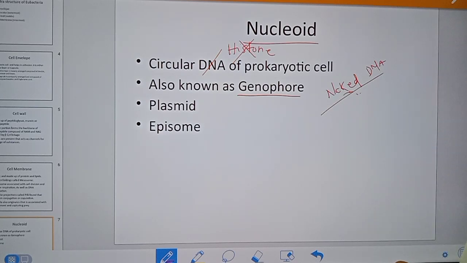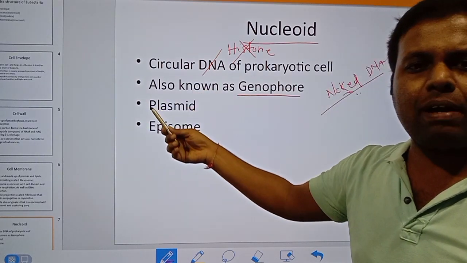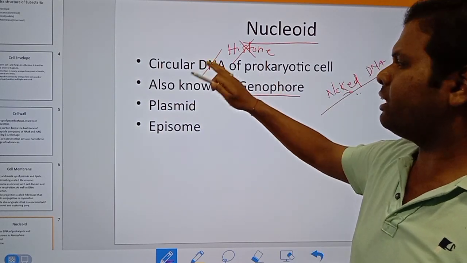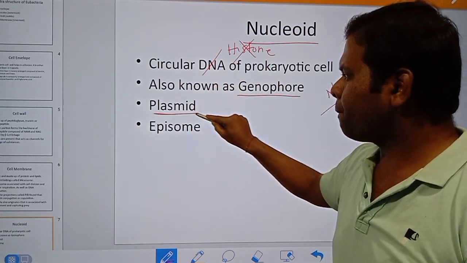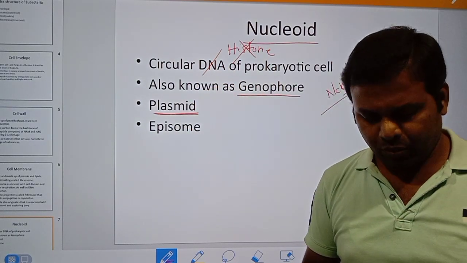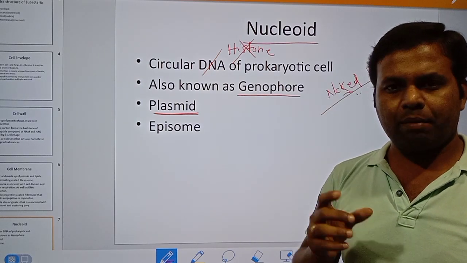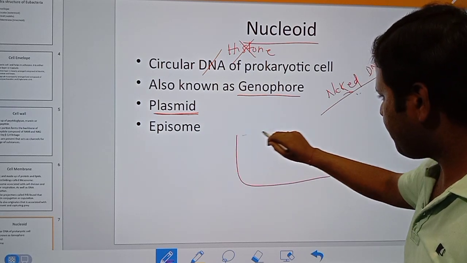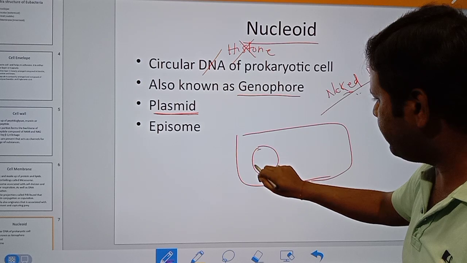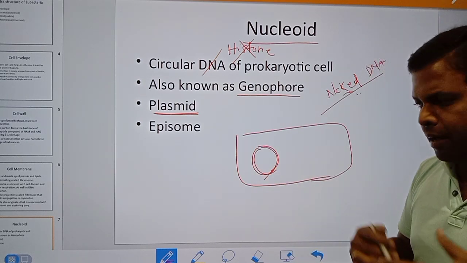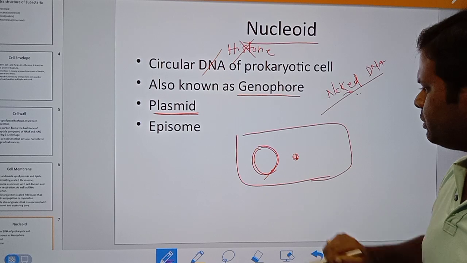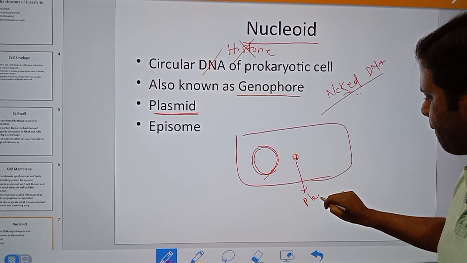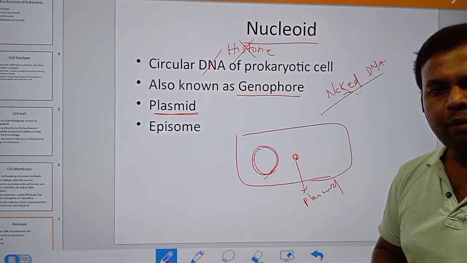Got it? Important part. Then another part present in the cytoplasm, which is also a DNA-like structure, is the plasmid. This one is a debatable topic. A plasmid is an extra circular DNA. Let us consider this cell's main circular DNA; along with it, an extra circular DNA, a little smaller than the main DNA, is also present, and this is known as a plasmid.